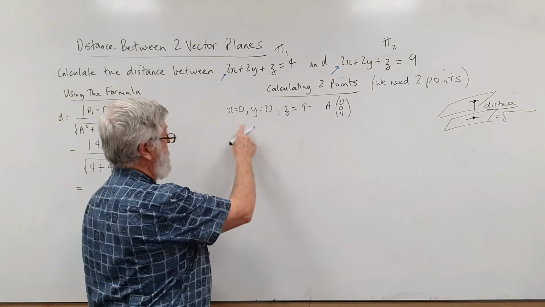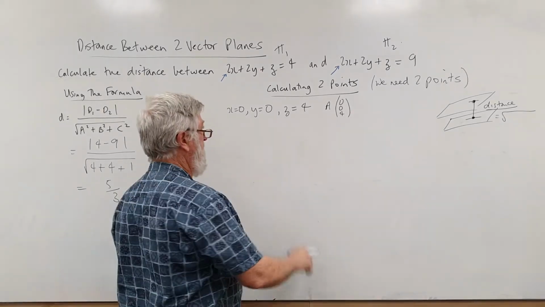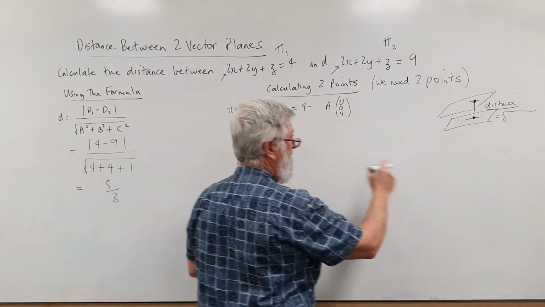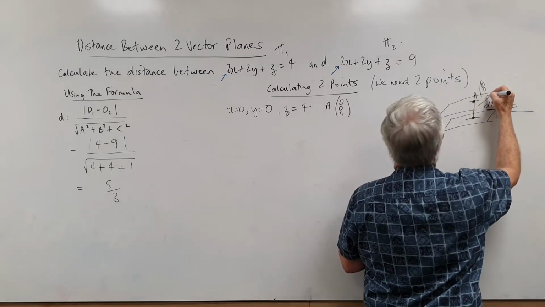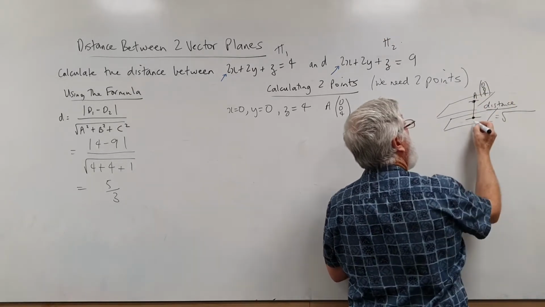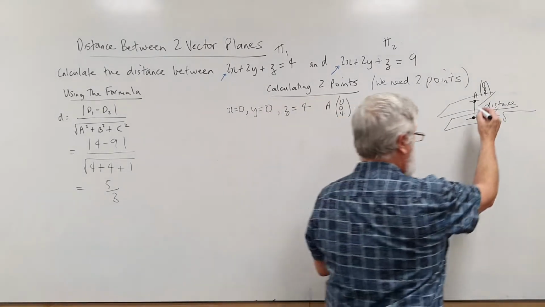And why did I go 0, 0, 4? I could have gone y 0, z 0. I could have done whatever I wanted. So I just chucked the first 2 in. I've got a point there. Now, that's that point there, A. So I've got that as 0, 0, 4. And I want that point there. But I can't get that point there until I get that vector there.